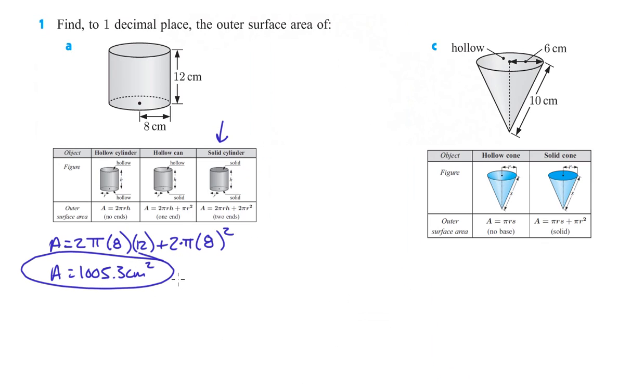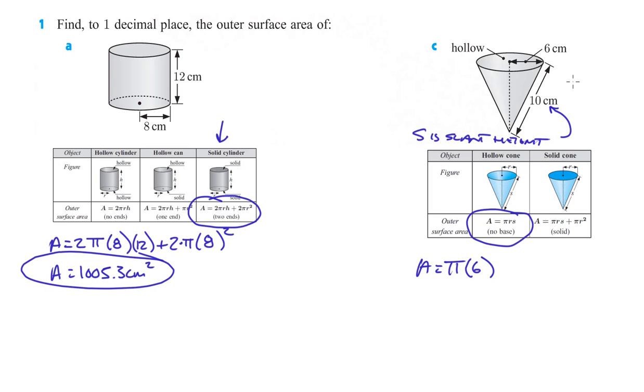Okay? For C here, it tells us that it's a hollow cone, so we're going to use this one right here. And again, over here we use this one. So our area is going to equal pi times our radius, which is 6 here, times S. Now, it doesn't specify right in here. I think it'll say on your formula sheet, but the S is slant height. Okay, which is this 10 right here.